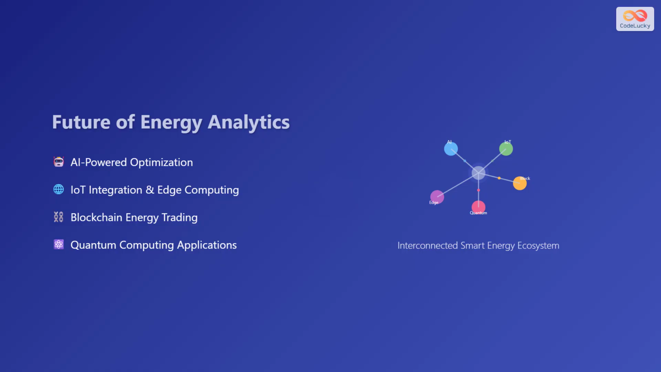The future of energy analytics is full of exciting possibilities. Artificial intelligence-powered optimization can further improve energy efficiency and grid management. Internet of Things, or IoT, integration and edge computing will enable real-time data collection and analysis at the source. Blockchain energy trading can facilitate peer-to-peer energy transactions and improve transparency. Quantum computing applications may revolutionize energy modeling and optimization.